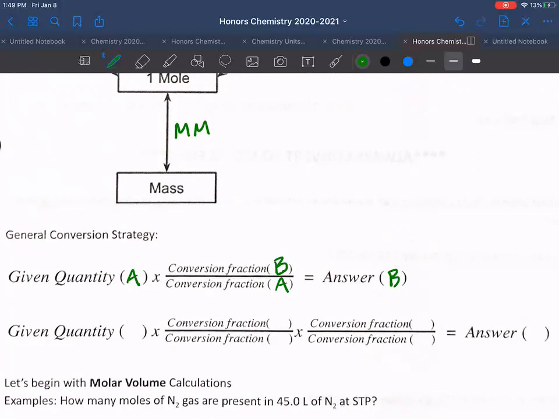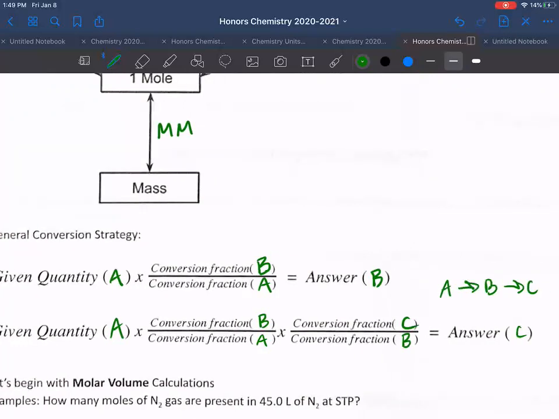Now, when we do a two-step conversion, we'll start with our quantity A. We're going to still convert to some quantity B, but then we're going to say, okay, our final answer is actually quantity C. So we're going to go from B to C, and our answer will be C. So A to B to C in some sort of fashion as such. That will be like our conversion path.